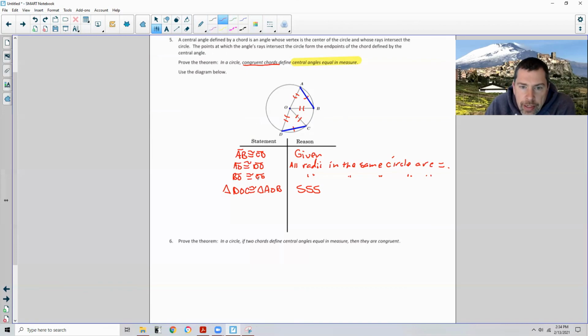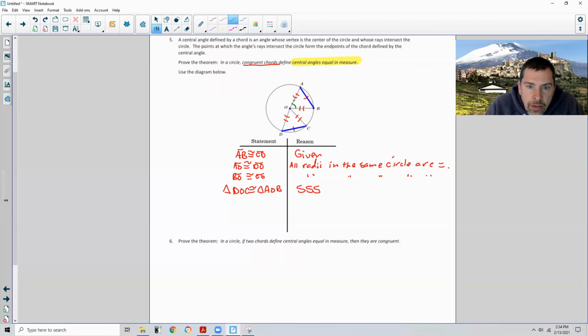So now I can say, what are we trying to prove? Central angles are equal in measure. And they gave the definition. So what that meant was a central angle defined by a chord is an angle whose vertex is the center of the circle and whose rays intersect the circle. So angle AOB is right here. Let me change that to green. Here's angle AOB. It's formed by OA and OB, which are congruent, and then it forms that arc.